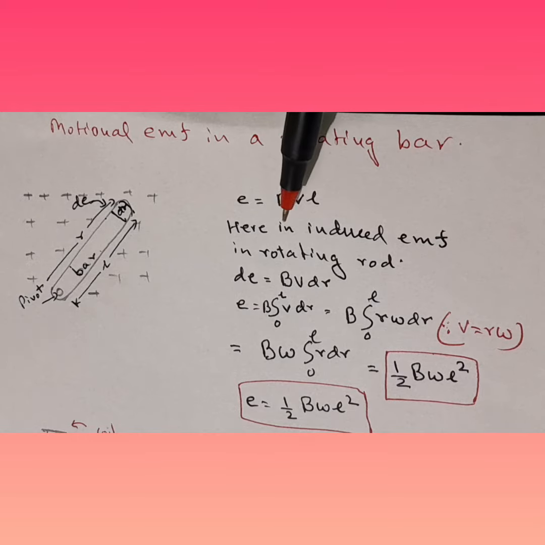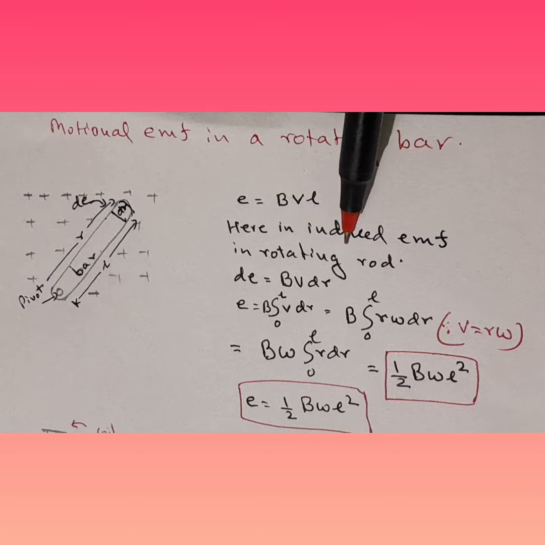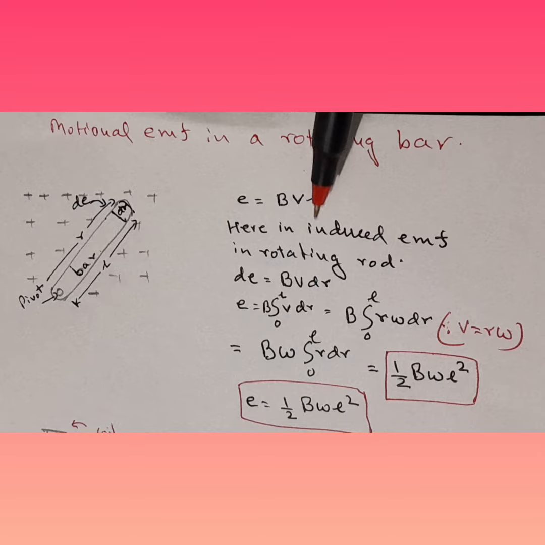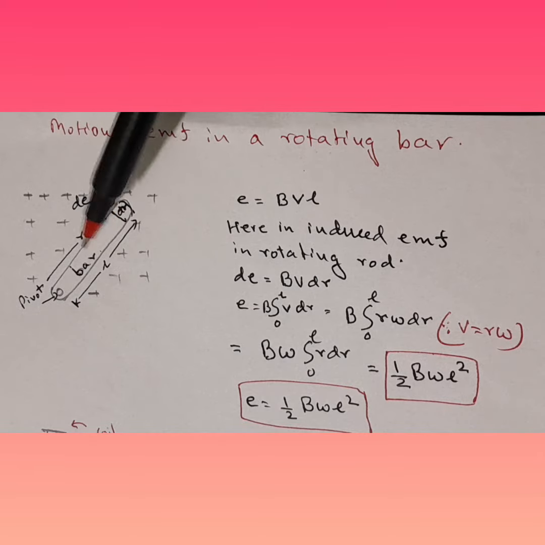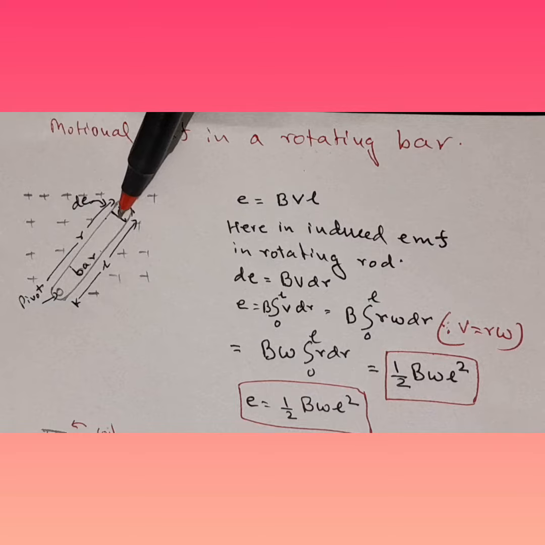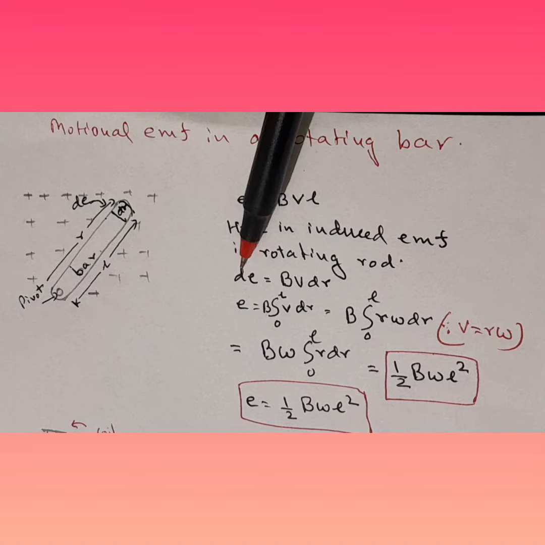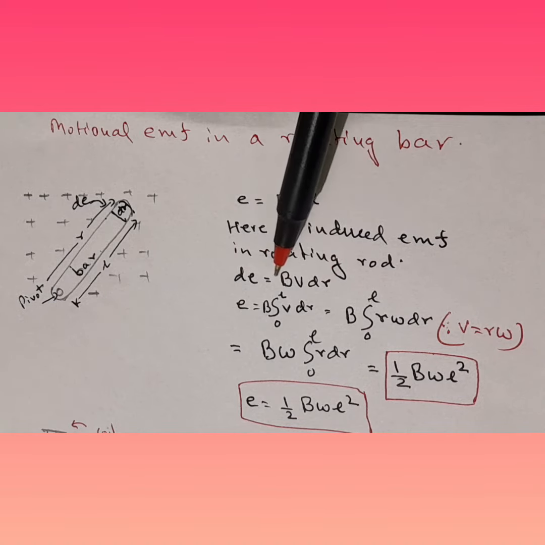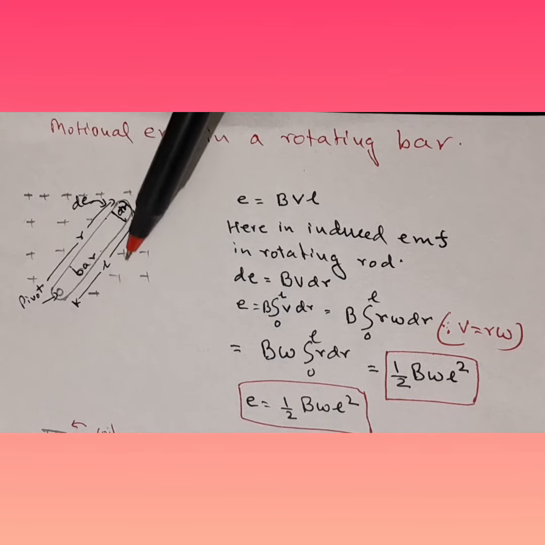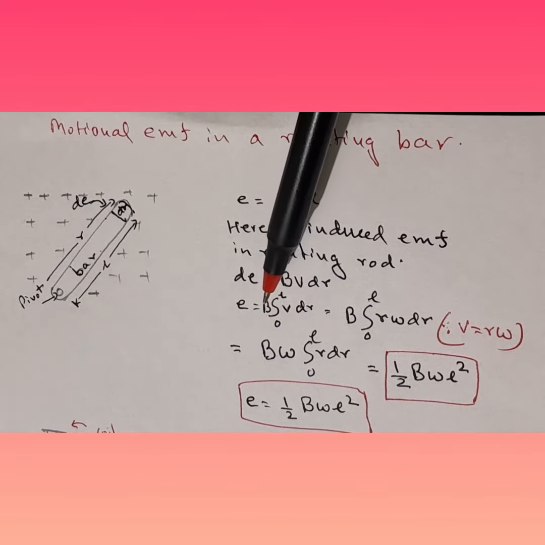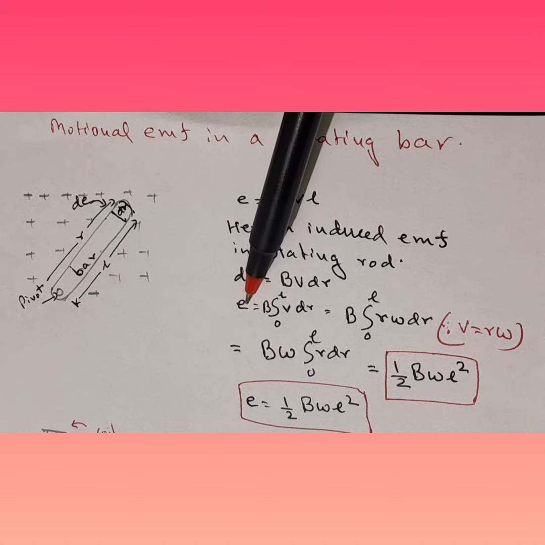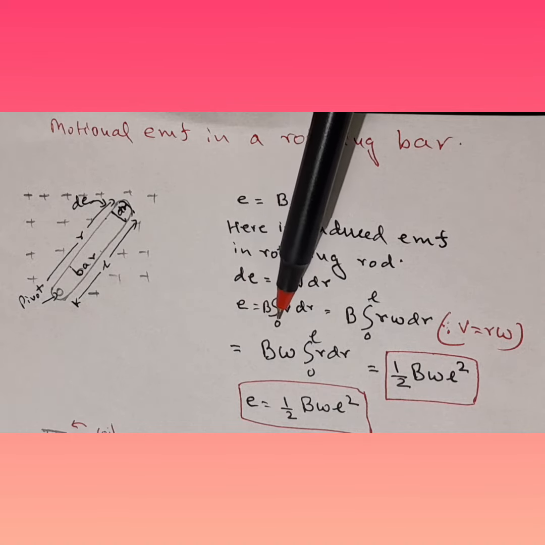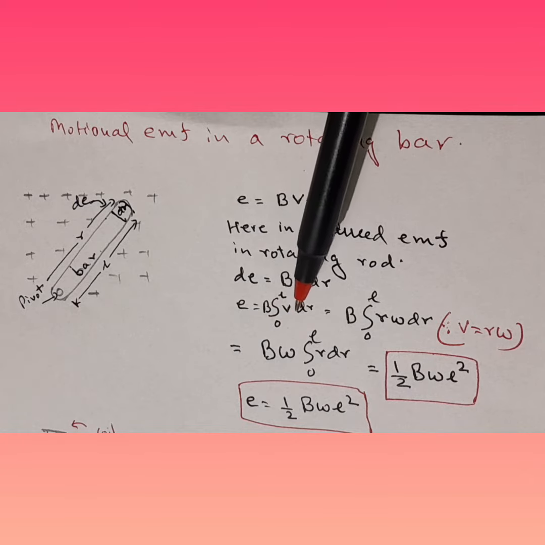Now here, it is induced EMF in a rotating rod. Since it is induced EMF in a rotating rod, L would get converted into R. Now let's initially talk about a small dE generated in the rod, which would be dE is equal to BV dR. Now on integrating this from 0 to L, it would be the total EMF, which would be B integration 0 to L V dR.